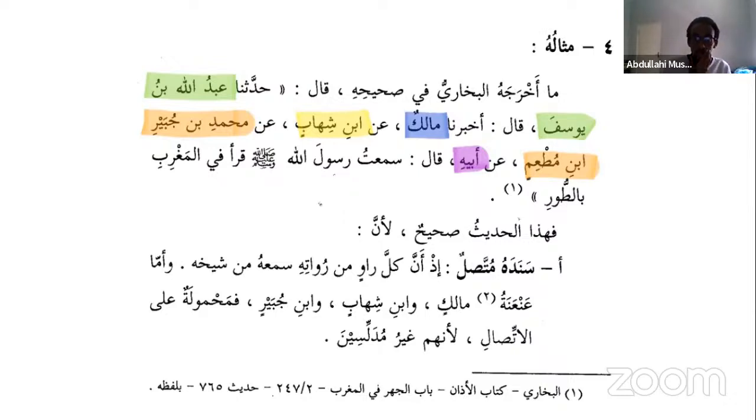So the principle is that as long as the person who uses the word an is not the kind of person that skips people in his chain of narration, then we'll accept that person's an and consider his part of the narration to be connected. That's what is meant by this principle.